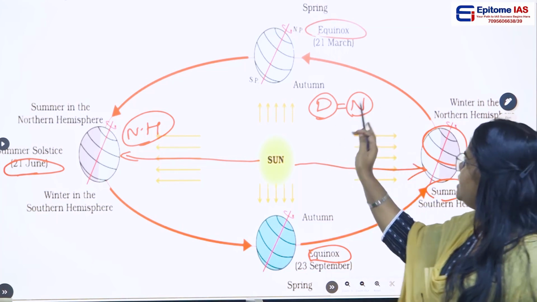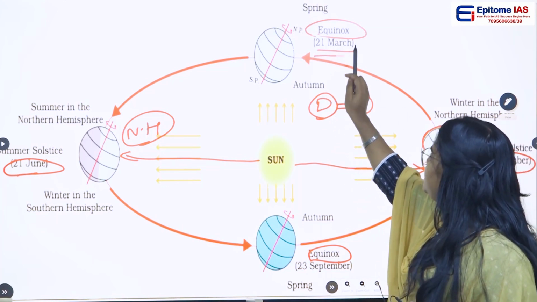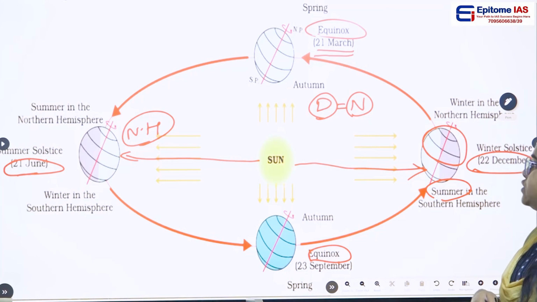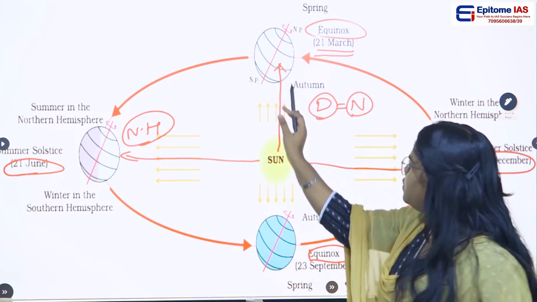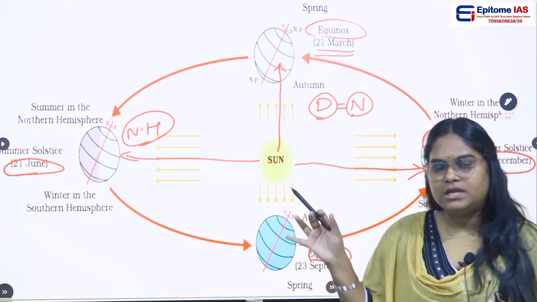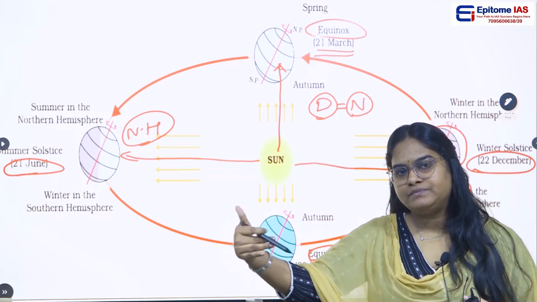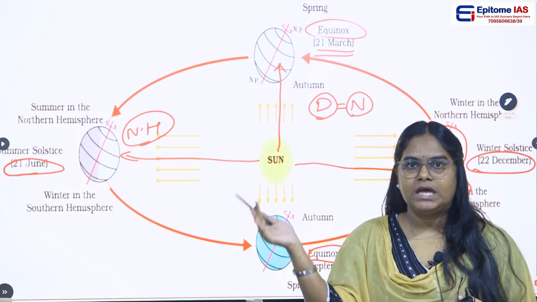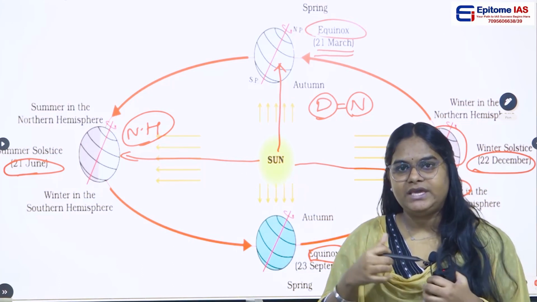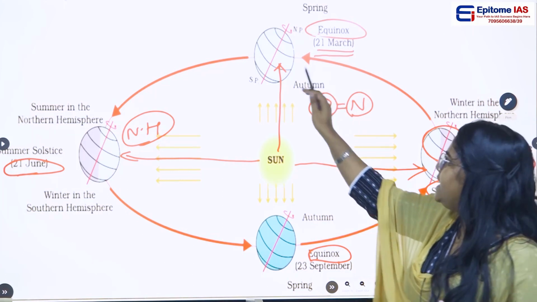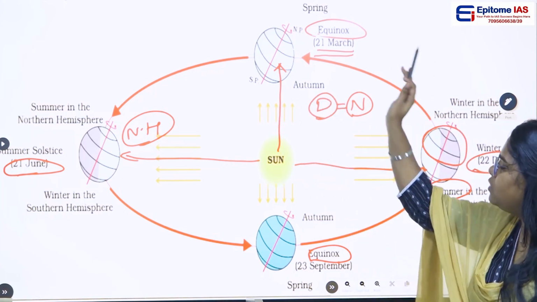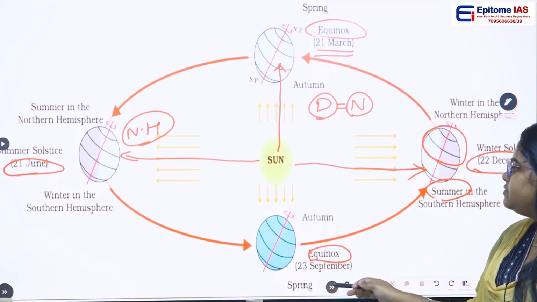The spring equinox happens on 21st March. What happens is the direct sun rays fall on the equator. So both the northern hemisphere and the southern hemisphere have equal distribution of sunlight. So here the day and night are equal in both the northern hemisphere and the southern hemisphere.